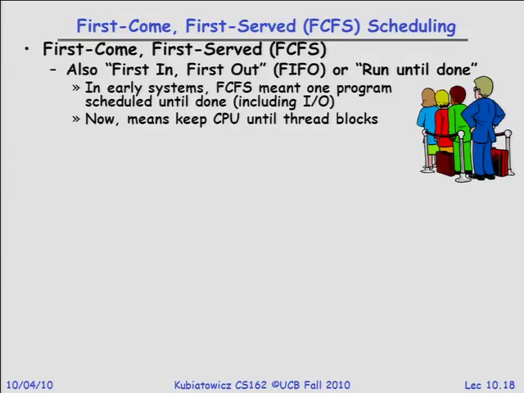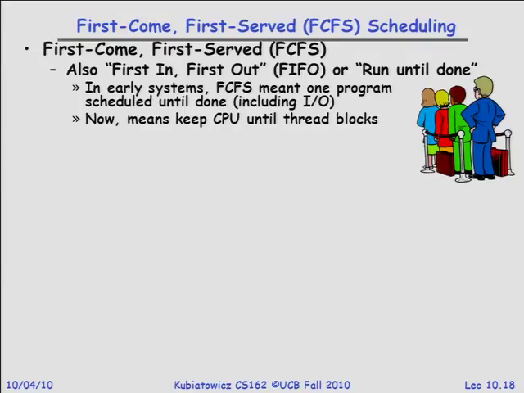Back in the original computer days, it meant run the whole thing to completion. That's incredibly wasteful now. So now it means basically run your burst until you do I/O without ever interrupting. Okay, and then once you try to do I/O, you have to go to the back of the line. Okay. So here's an example.